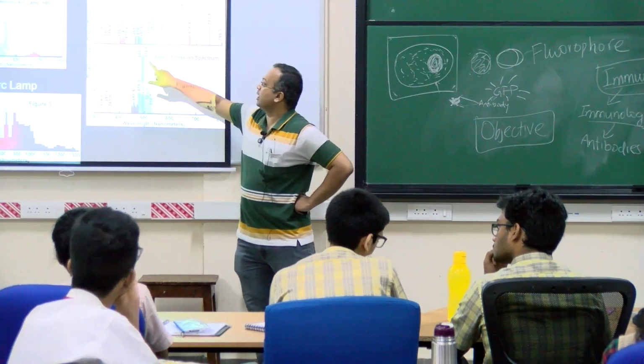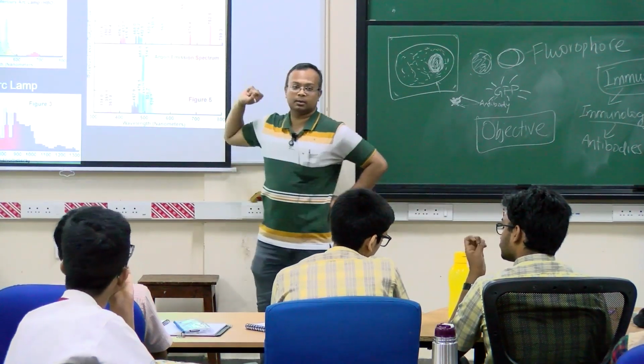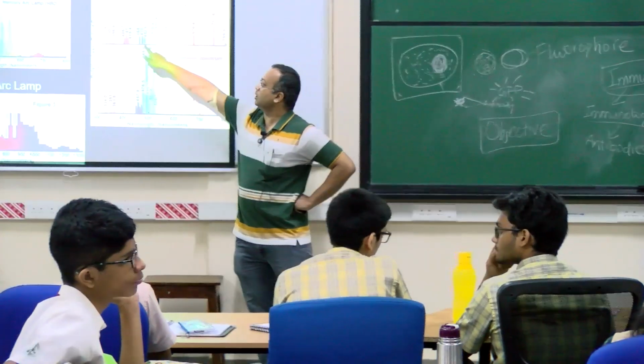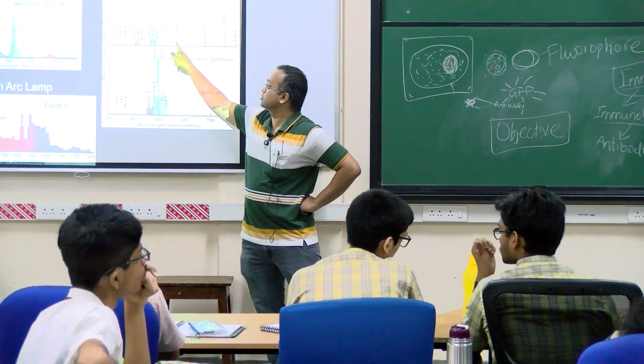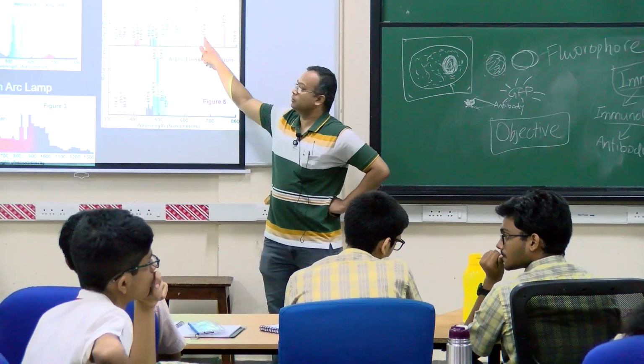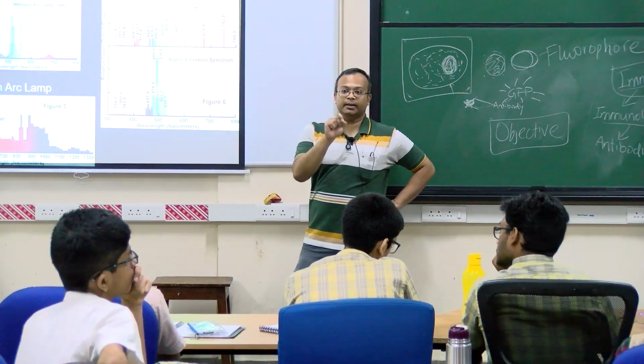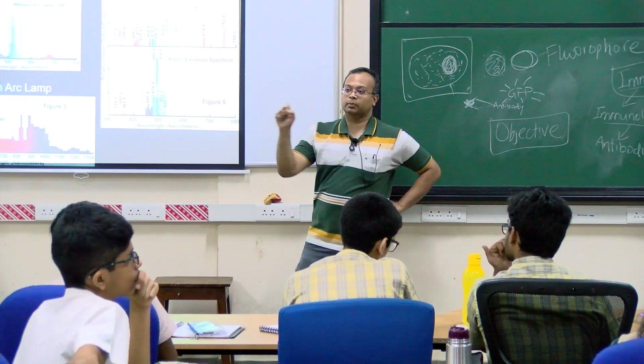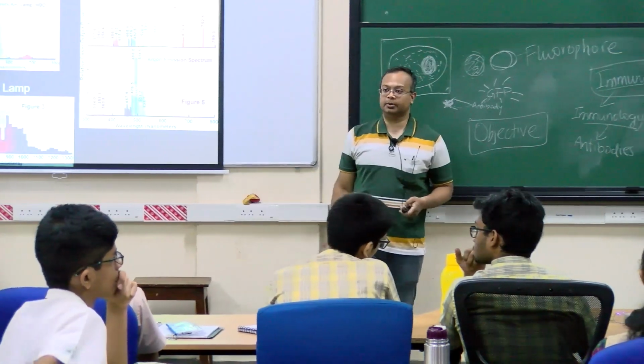Let's say I have blue color, green color, and red color in my sample. For blue color I will use this laser, for green color I will use this laser, for red color I will use this laser. So by shining one color laser, I will capture one type of color in my sample.